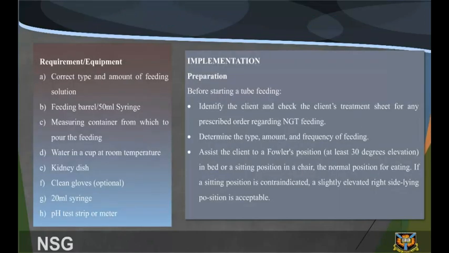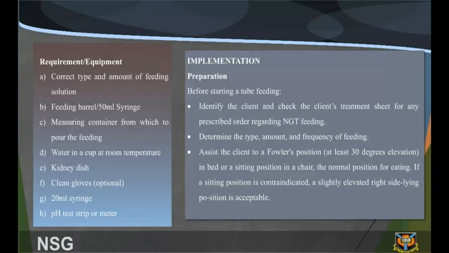Requirements or equipment: correct type and amount of feeding solution, feeding barrel, 50 ml syringe, measuring container from which to pour the feeding, water in a cup at room temperature, kidney dish, clean gloves, 20 ml syringe, pH test strip or meter.